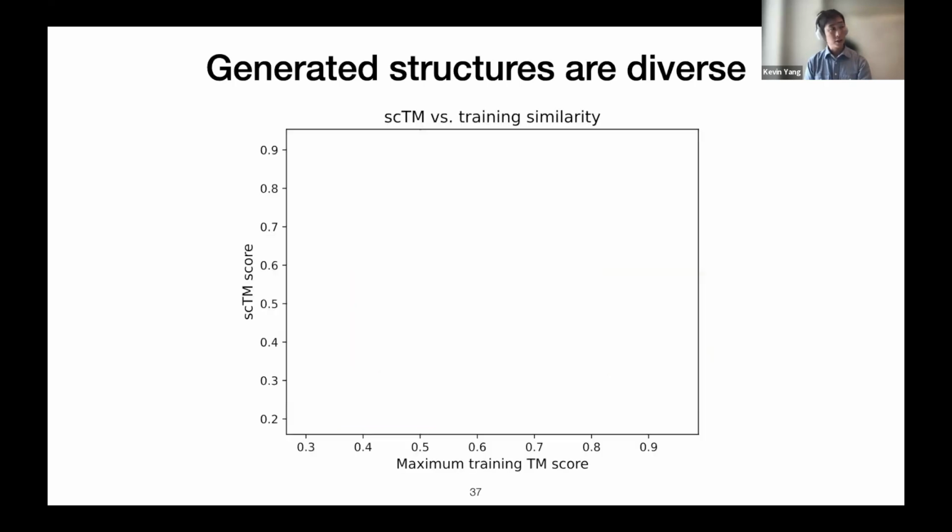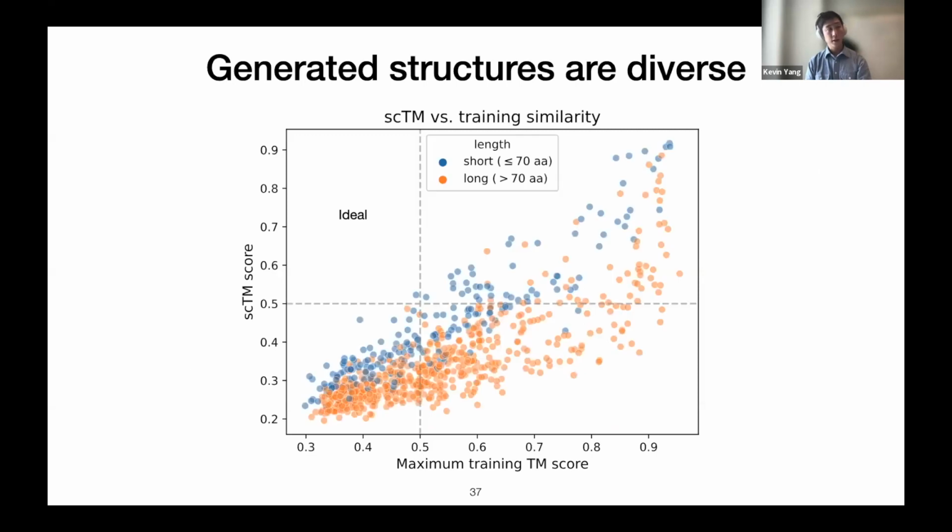Another way to look at this is to compare the self-consistency TM score versus the similarity, how similar you are to the closest training structure. Ideally, you want things that are very designable and very far from the training set. Unfortunately, it is still very hard to get there. So there is a pretty strong correlation between how close we are to the training set and how self-consistent we are according to the current deep learning models.